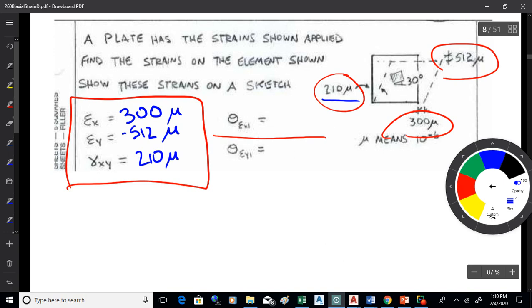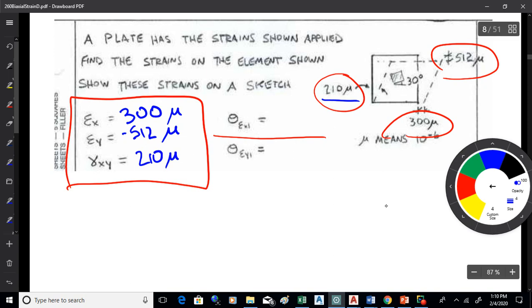Now that angle is getting smaller, so what does that mean about the sign on the shear strain? If the angle gets smaller, the shear strain is positive or negative? Positive, okay? So positive shear strain means the angle in the lower left-hand corner gets smaller.